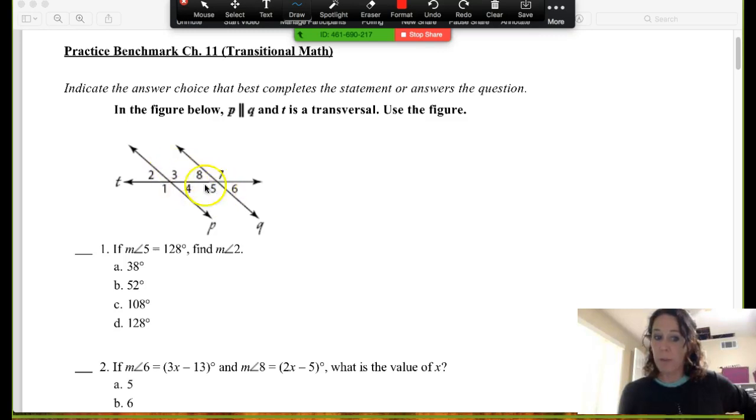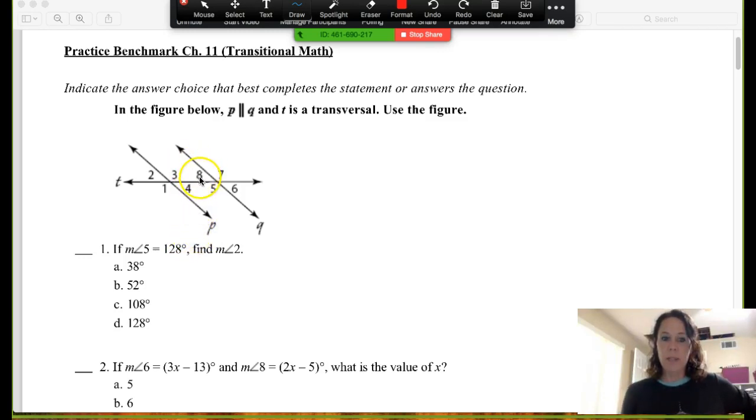So 3 and 5 would be congruent, also 4 and 8. Alternating exterior angles are also congruent. So these two are on the outside of the parallel lines, also these two. The alternate exterior would be 6 and 2 or 7 and 1. Those are congruent. Also, corresponding angles are congruent.